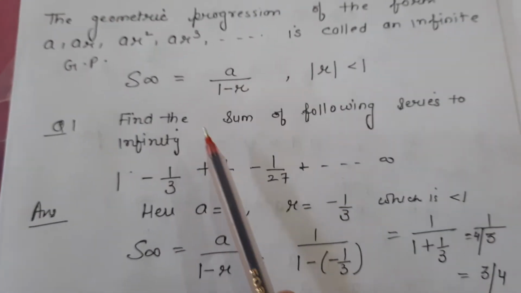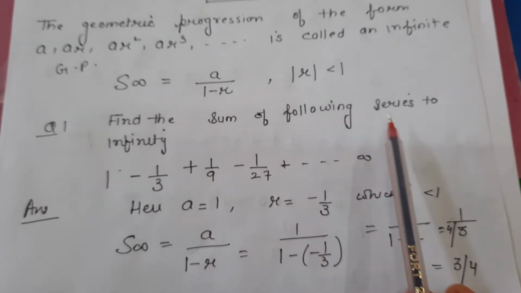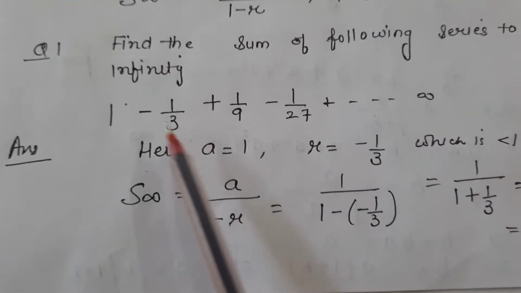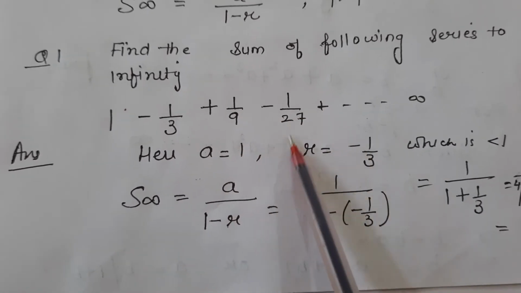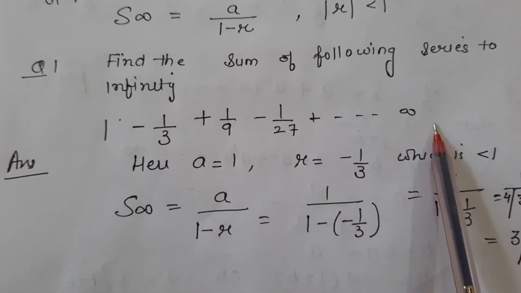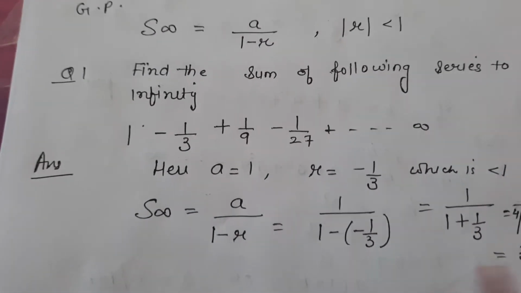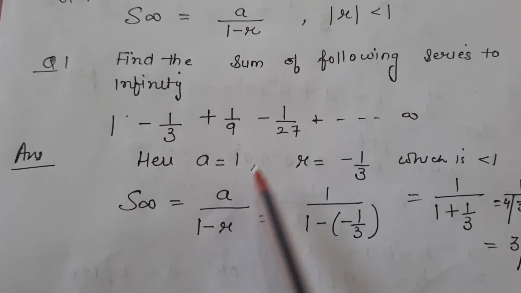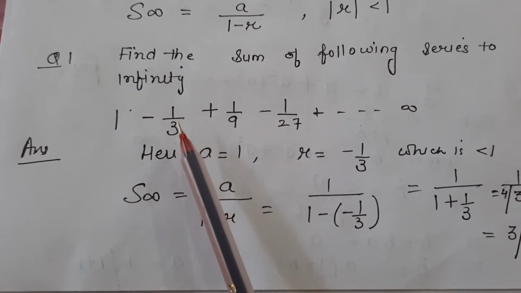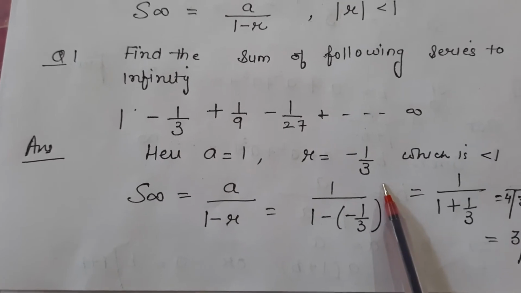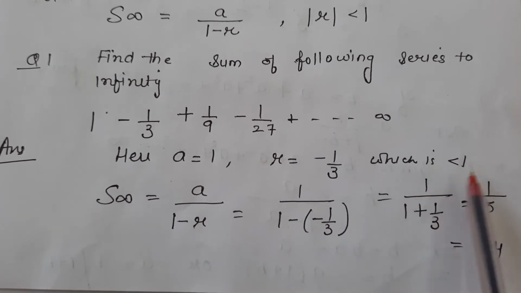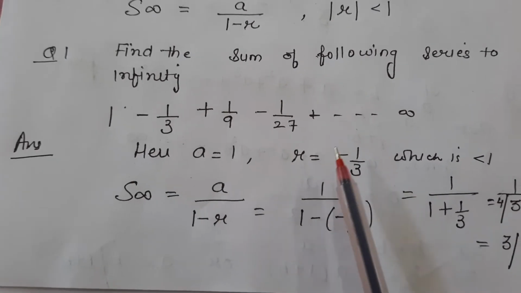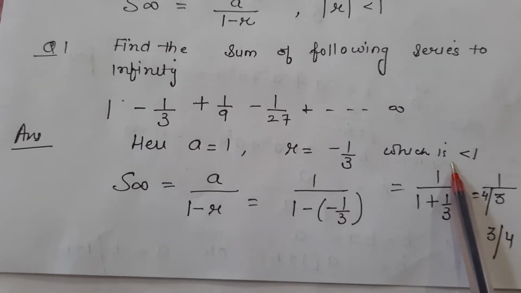The first question, find the sum of the following series to infinity. 1 minus 1 by 3 plus 1 by 9 minus 1 by 27 up to so on infinity. You have to find the sum of this infinite GP. Here the first term A is 1, common ratio is second term minus 1 by 3 divided by 1, which is minus 1 by 3, and its mod is plus 1 by 3, which is less than 1.